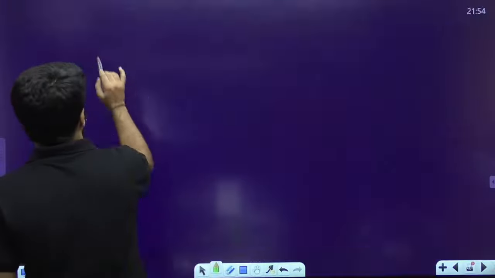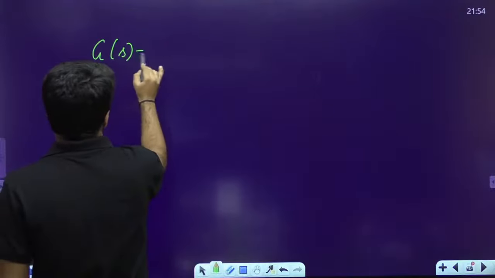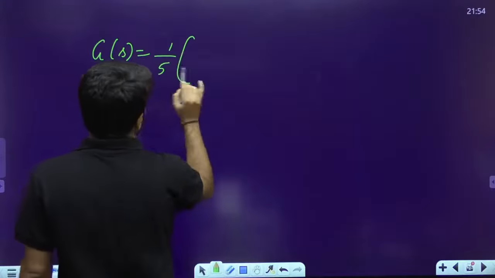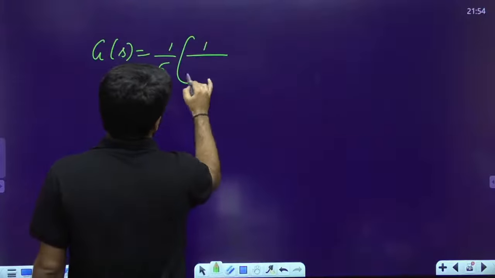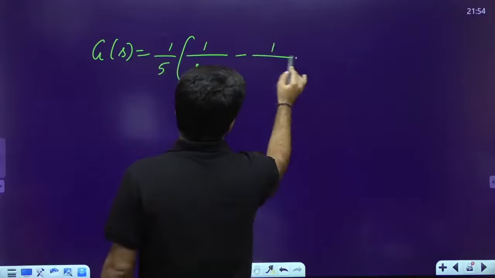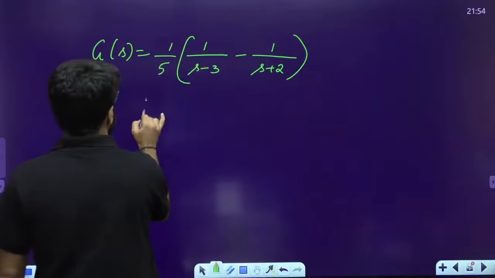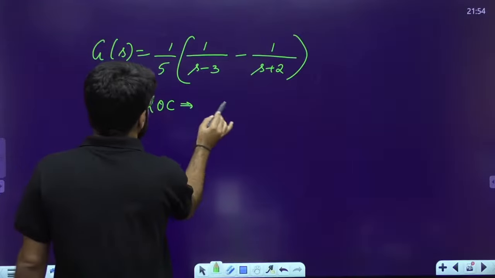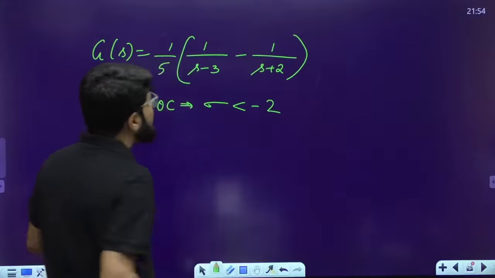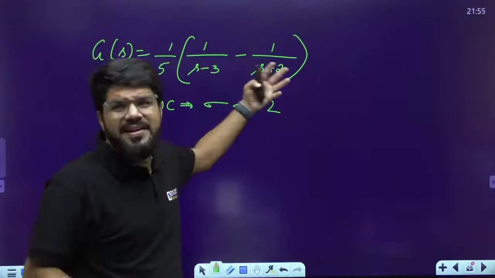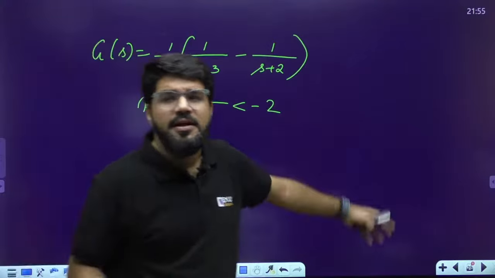Right. So I'll now write down once again the transfer function G(s). After breaking into partial fractions, I got it as 1 by 5, 1 upon s minus 3, minus 1 upon s plus 2, with the ROC sigma less than -2. If sigma is less than -2, automatically it is much less than 3.